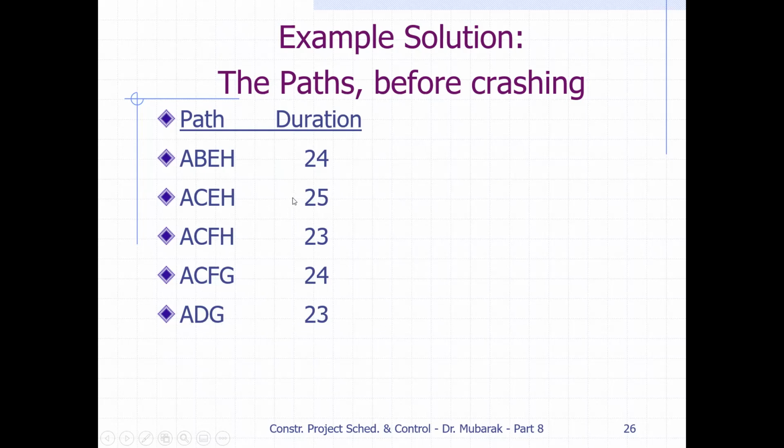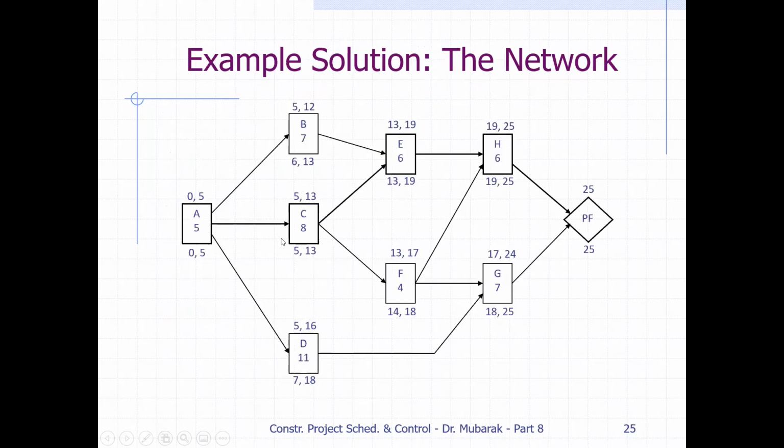So what is the maximum is A, C, E, H. If you draw the diagram and find the critical path with zero total floats, you will find that A, C, E, H is the critical path. This is the way we got 25.